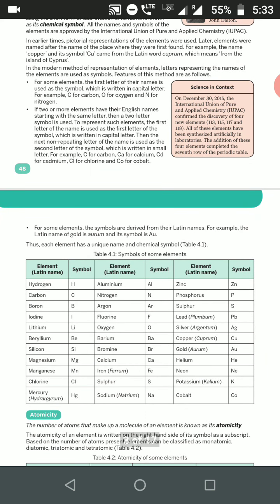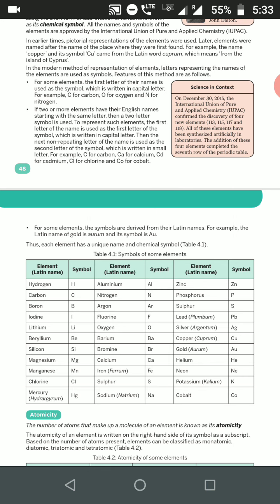Okay, see, the symbols of some elements are derived from their Latin names. For example, gold is Au. The symbol of gold is Au. It has come from the Latin word aurum. See, a table is given in which the symbols of some elements are given. You have to learn the names of the elements with their symbols.